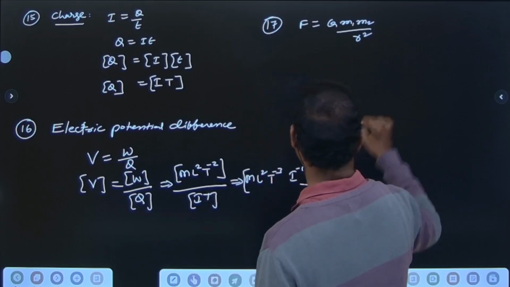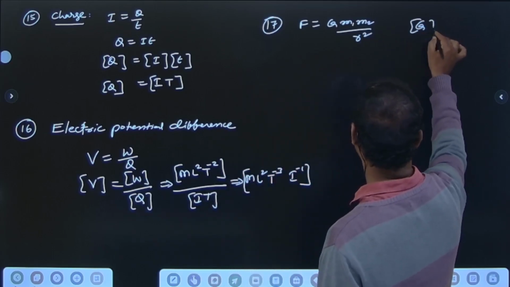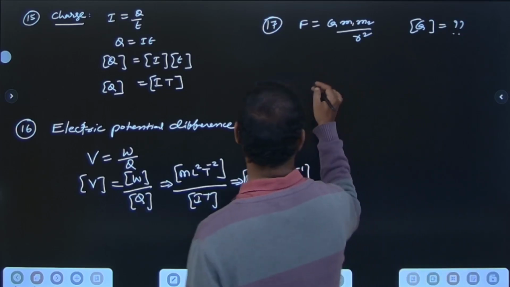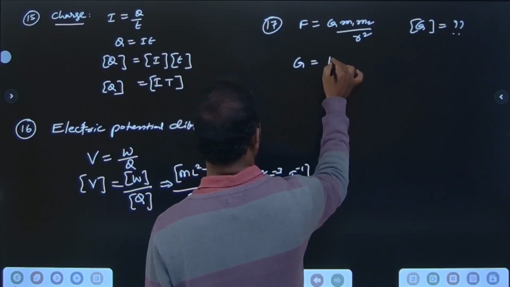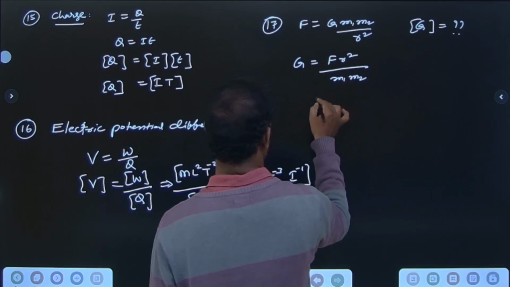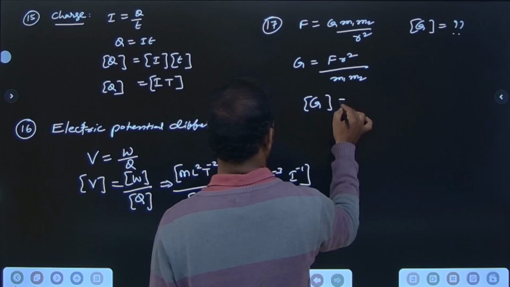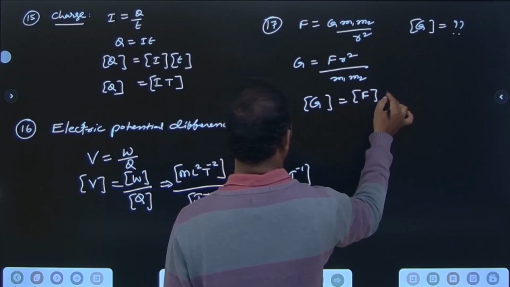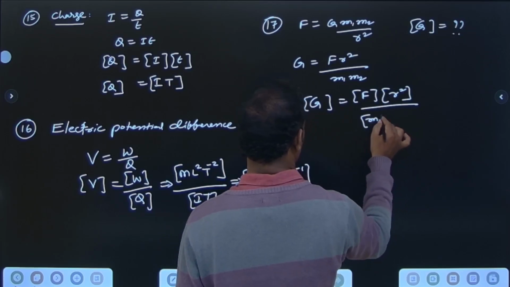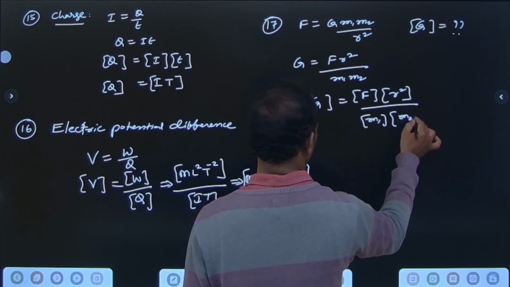I am asking about what is the dimension formula of G. Okay, what is the dimension formula of G? But G is equal to what you write? G is equal to F into R square by M1 M2. Dimension formula of G is equal to dimension formula of F, dimension formula of R square, dimension formula of M1, again dimension formula of M2.